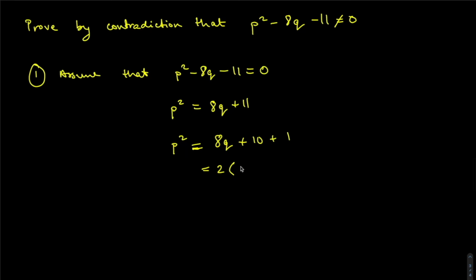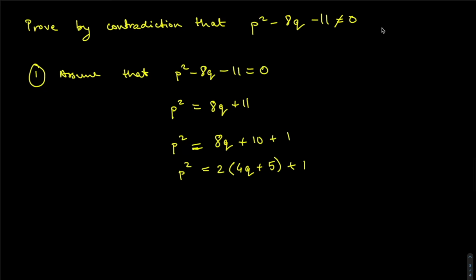I'm going to write 4q plus 5 plus 1. Now, if you did watch my video on direct proofs, you might remember how we denote even and odd numbers. And if you take a look at this closely, this entire thing is an odd number. Because whatever 4q plus 5 is, we don't care.